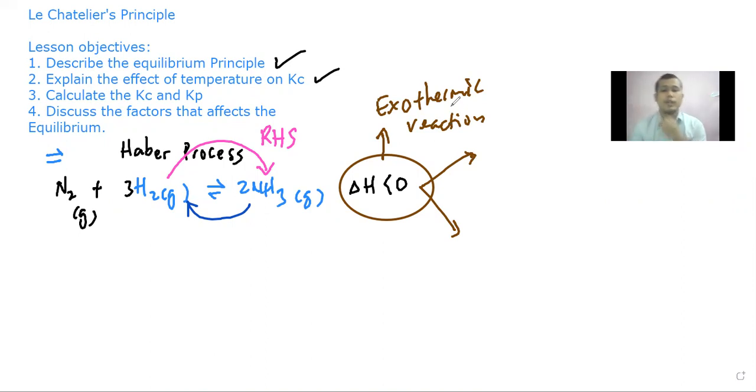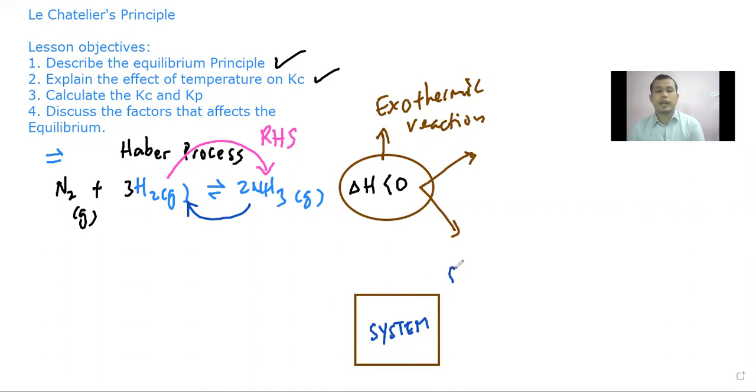As I said earlier, exothermic reactions are the reactions where energy is given out from the system to the surroundings. In case you are still in doubt about which one is the system and which one is the surrounding, I will draw a box to show you the differentiation between system and surrounding.